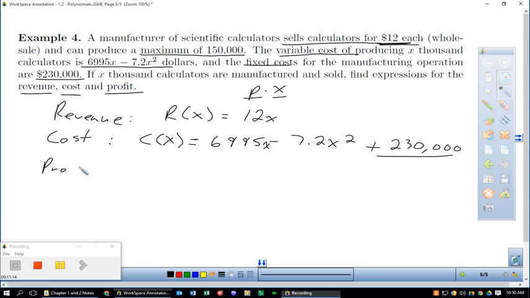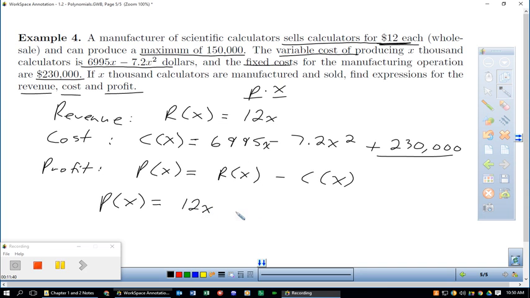Now our profit, P of x, is always revenue minus cost. So it's how much you have made minus how much you paid already. So profit is how much is left over, how much above that you've gone. Right, so we're going to find the profit function by taking our revenue function, 12x, and subtracting the cost function. So 12x minus 6995x minus 7.2x squared plus 230,000.